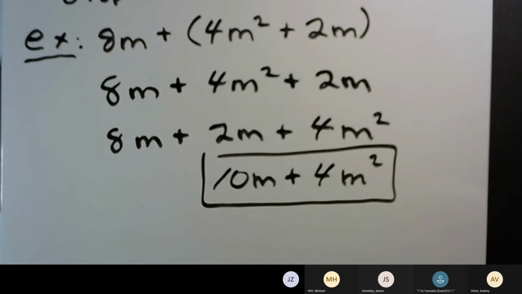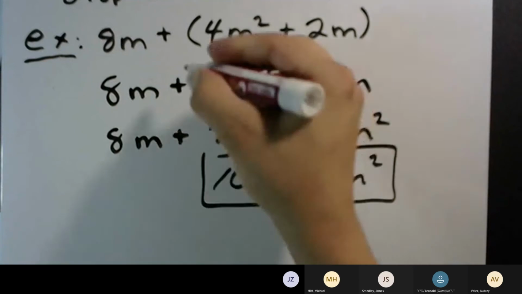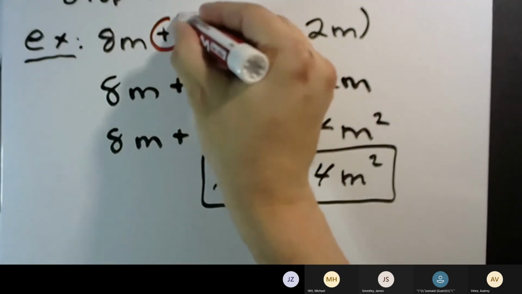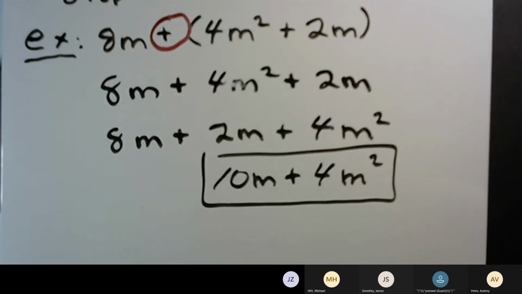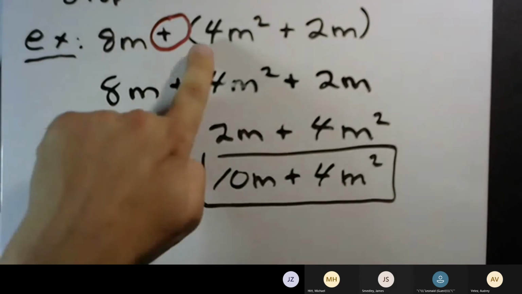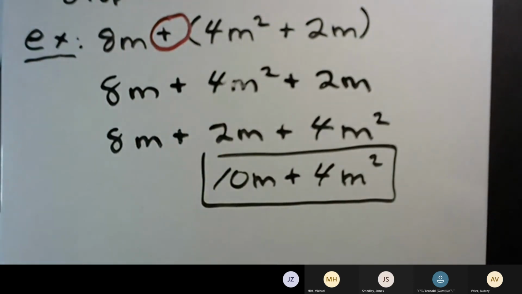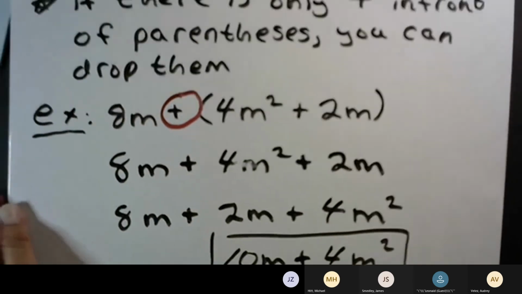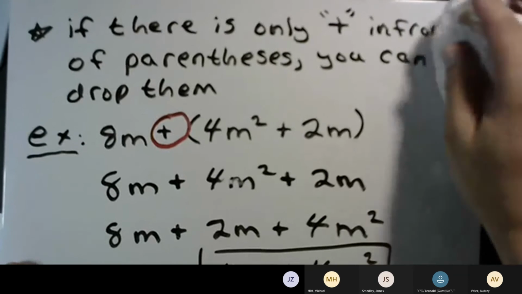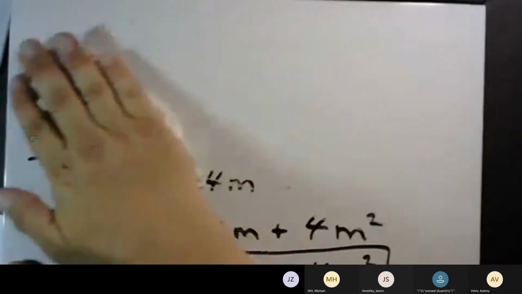Questions about that? And when we talk about a plus sign being in front, it's that plus sign. That's the one we're talking about. We're not talking about what's inside the parentheses, but what's in front. Now, there's another sort of special rule of distribution, and it's if you have a minus in front of parentheses.